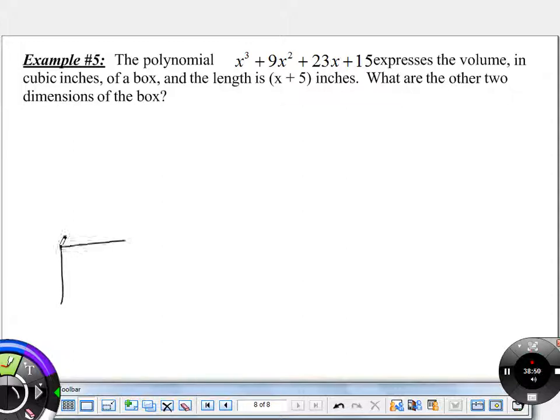So you have this. First of all, you need to be okay with the fact that are you going to get like 8 as an answer? No, you're probably going to get something like x plus 5 as the other dimensions of your box. Okay? How are you going to go about figuring out 2 other dimensions of your box knowing the answer? Factor it out. Okay? So if you want to factor x plus 5 out of x cubed plus 9x squared plus 23x plus 15, what would you have to do?